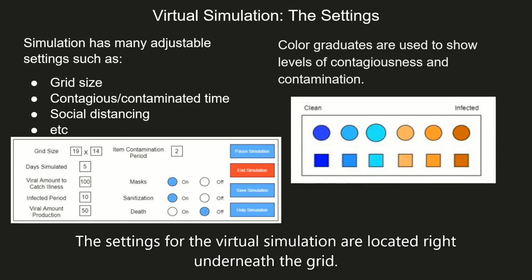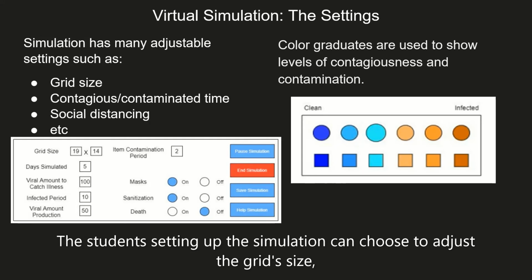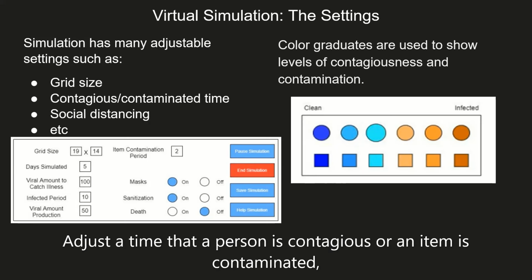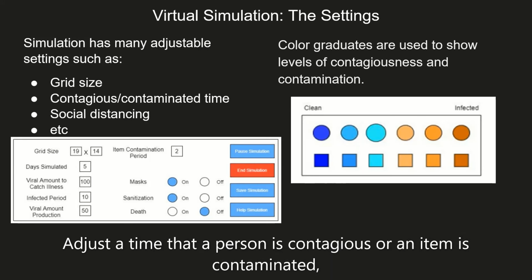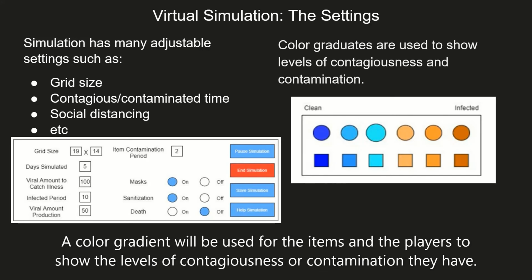The settings for the virtual simulation are located right underneath the grid. The student setting up the simulation can choose to adjust the grid size, adjust the time a person is contagious or an item is contaminated, and can choose if their automatically moving players will use masks, social distance, or have the ability to sanitize items. A color gradient will be used for the items and the players to show the level of contagiousness or contamination they have.